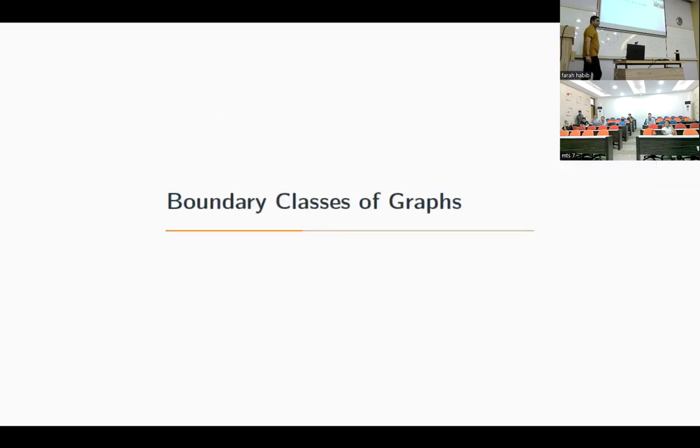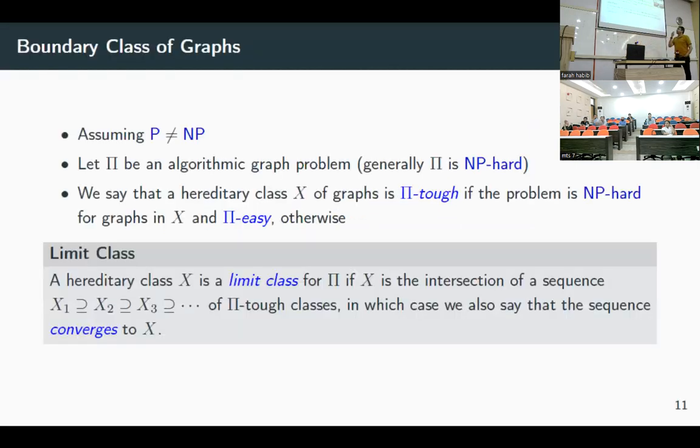Okay, so let's talk about boundary classes of graphs, assuming that P is not equal to NP. This is the basic requirement here. Let Pi be an algorithmic graph problem, such as maximum independent set or upper dominating set and many other problems. We say that a hereditary class X of graphs is Pi-tough if the problem is NP-hard for graphs in X and Pi-easy otherwise.